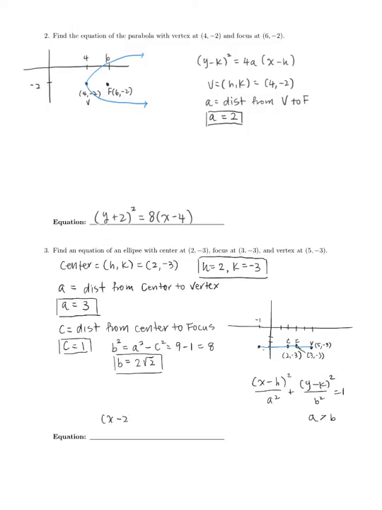(x minus 2) squared, whole thing over a is 3, so 3 squared is 9, plus (y minus 3 plus 3) squared all over 8 equals 1. Okay, so it looks like that is going to be the equation of an ellipse. Since I drew this out, let me just go like this. So this is the rough sketch of an ellipse. That looks nothing like an ellipse, but okay, I just give the rough sketch of it. Okay, so there it is.